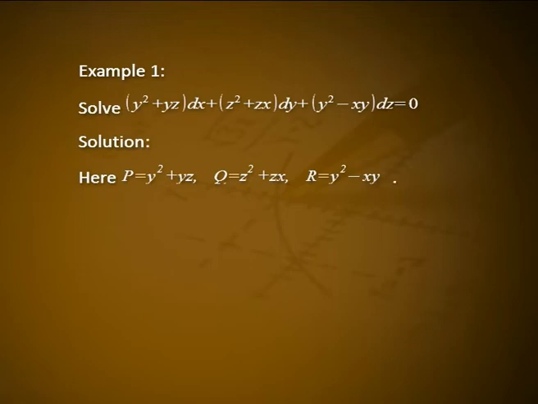Example 1. Solve (y squared plus yz) dx plus (z squared plus zx) dy plus (y squared minus xy) dz is equal to 0. Here P is equal to y squared plus yz, Q is equal to z squared plus zx and R is equal to y squared minus xy.